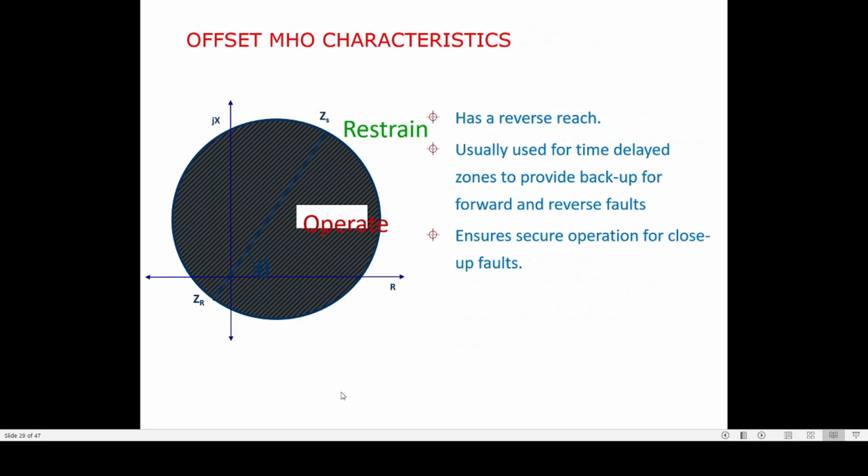Second is offset mode characteristic. It has a reverse reach and is usually used for time delayed zones to provide backup for forward and reverse faults. And like already explained in the earlier slides, it ensures secure operation for closure faults.